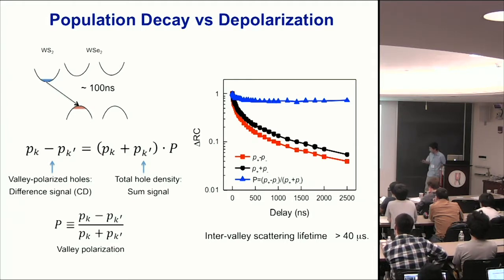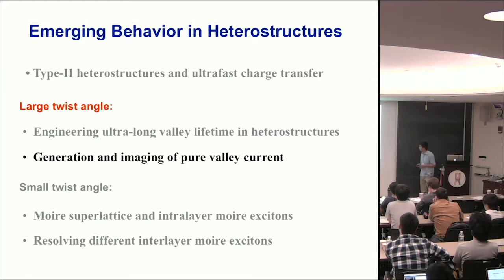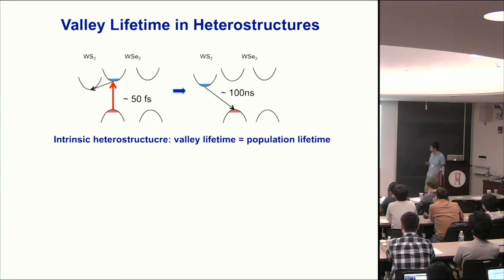Now with these very long-lived valley polarized holes, we can actually do more things with them, because if they are long-lived, they will move around, so we can make use of them in transport studies and manipulate them much more easily. So one thing that we actually tried is to use these very long-lived valley polarized holes to generate some pure spin current and valley current.